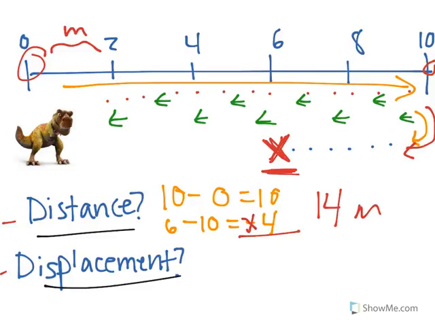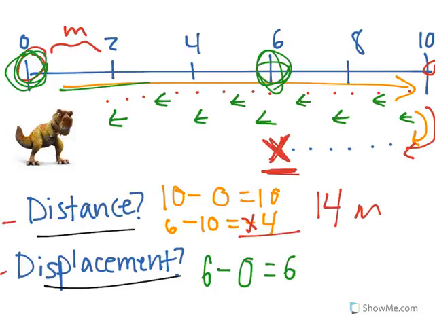How about his displacement? Here we only have to worry about his initial position and his final position. So his final position, 6, minus his initial position, 0, is 6. And we know that he travels to the right. So we get 6 meters to the right.